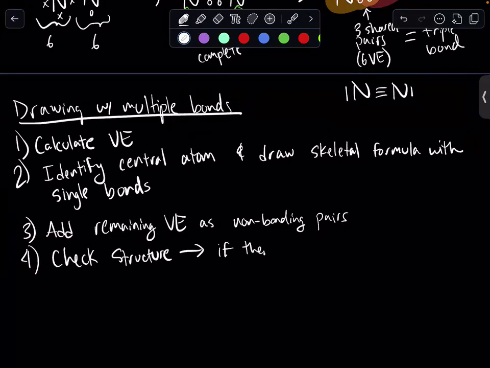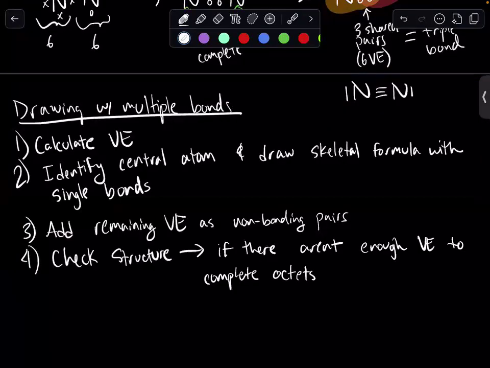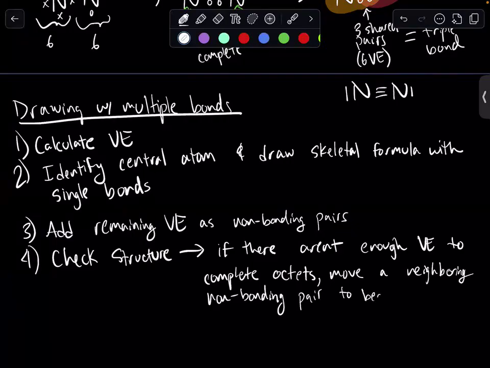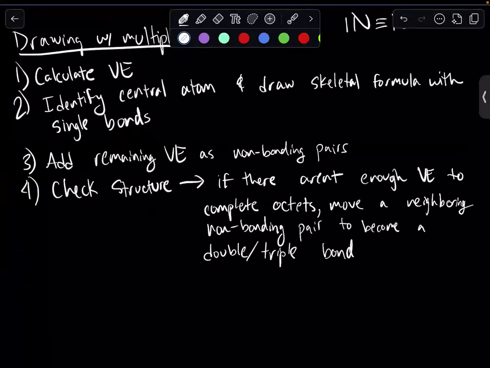So if there aren't enough valence electrons to complete octets, which there won't be often, what we do is we move a neighboring non-bonding pair to become a double, or if needed, triple bond. So I'll show you how this whole thing works step by step.